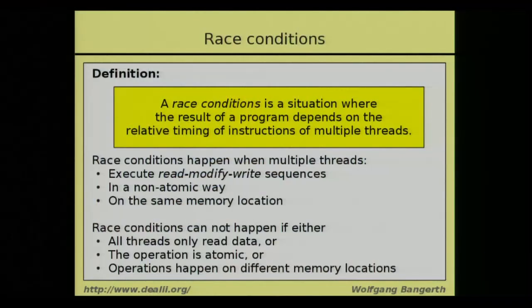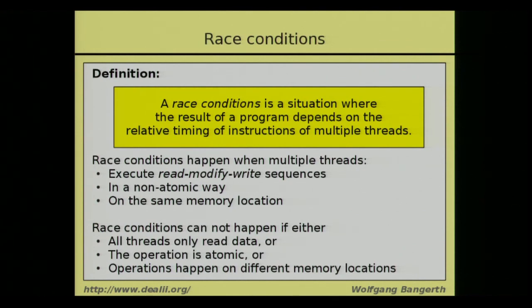So to sum this up, a race condition is a situation where the result of a program depends on the relative timing of instructions of multiple threads. Race conditions can only happen if you have a read, modify, write sequence that is not atomic and that happens on the same memory location. And that's exactly what happened here with this entry A42108. If all the threads only ever read data, then there cannot be a race condition, because in that case, if you read the same memory location twice and it is never modified, you will get the same result no matter which of the two threads get to read first.